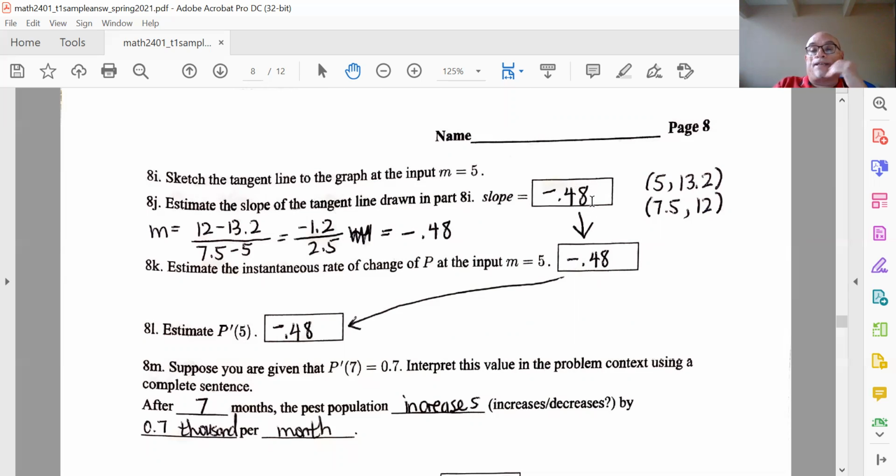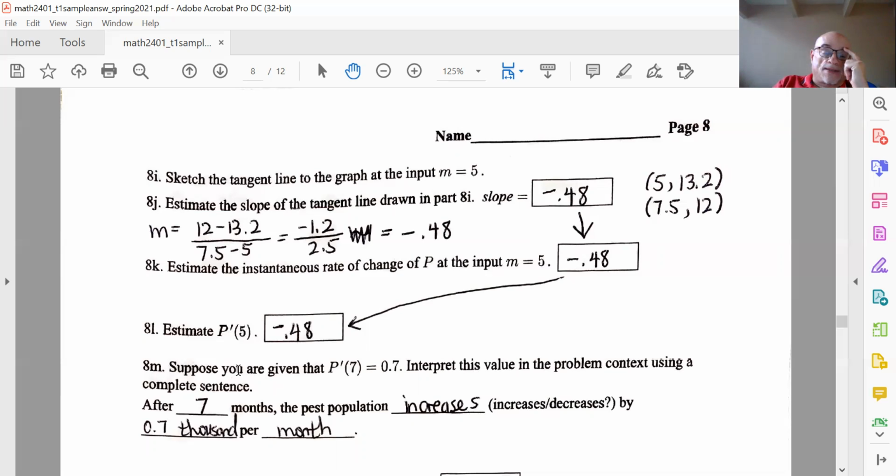Once you've got the slope of that tangent line, now you're in good shape, right? Here it says estimate the instantaneous rate of change of the function p at the input 5. That's the same as the slope of the tangent line. Remember, slope of tangent line, instantaneous rate of change, or derivative, those are all the same. So the slope of the tangent line is minus 0.48, the instantaneous rate of change is minus 0.48, so p prime of 5 also is minus 0.48.